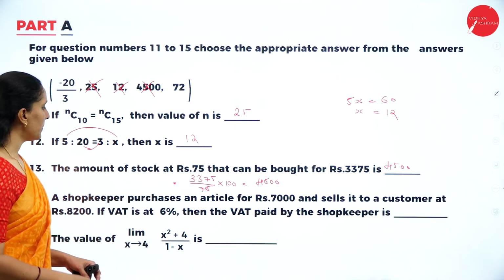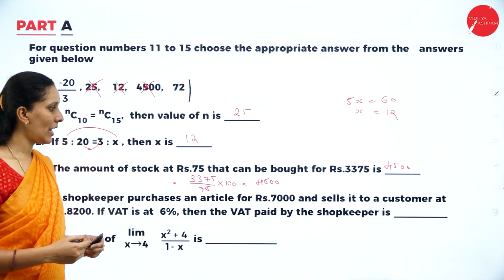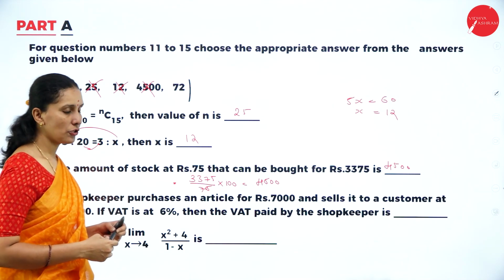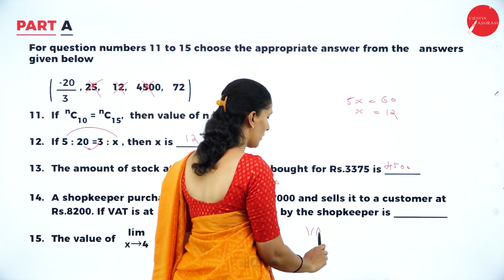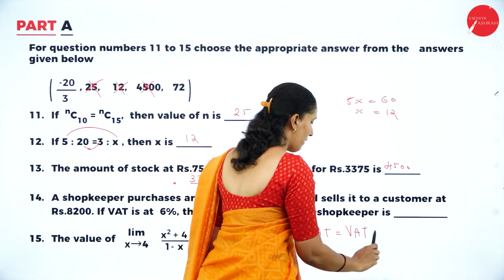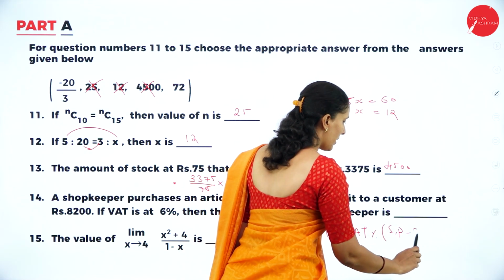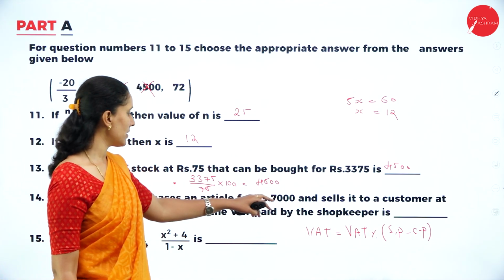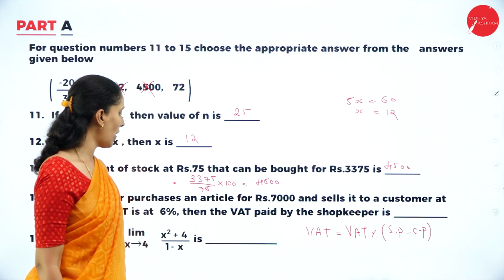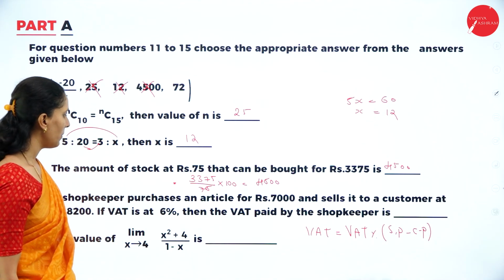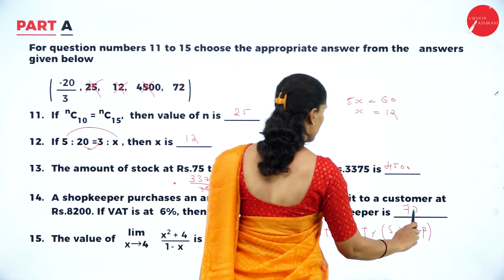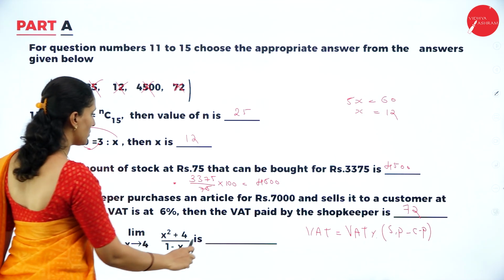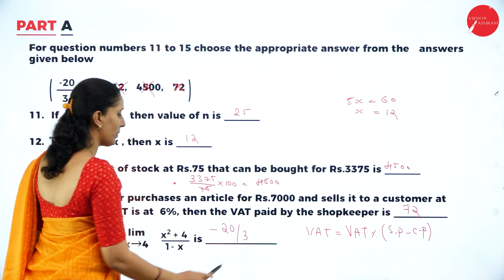Next we have, a shopkeeper purchases an article of rupees 7,000 and sells it to a customer at 8,200. If VAT is at 6%, then find the VAT paid by the shopkeeper. We know that VAT is equal to VAT percentage times selling price minus cost price. So we can see here the difference of selling price and cost price is 1,200. So 1,200 into 6% will be equal to 72. So therefore it is 72. Only the remaining option is minus 20 by 3. So obviously the answer for the limit is minus 20 by 3 only.